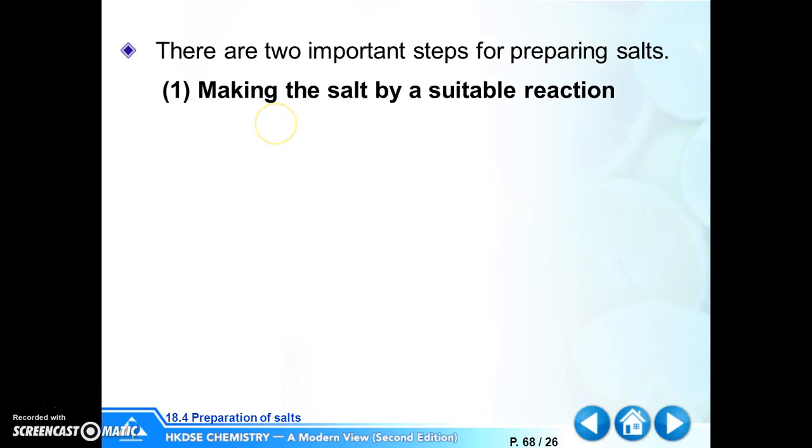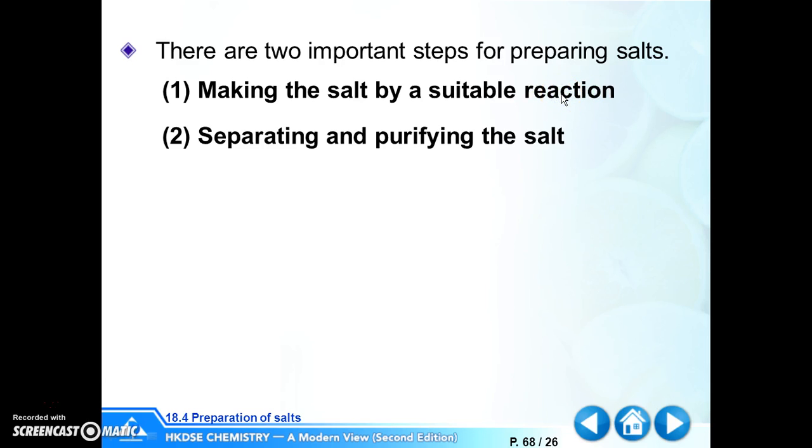Next, if you want to prepare salts, of course you need to choose an appropriate reaction so that the salt is produced first. Okay, and then you need to consider whether the salt is pure or not. So that's why you need to do some separation or purification steps. Okay, these will be some experimental steps. But first, primarily, you must know the reaction that can produce the salt that you want.